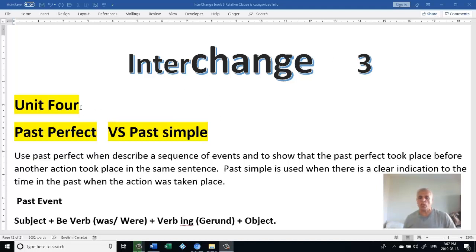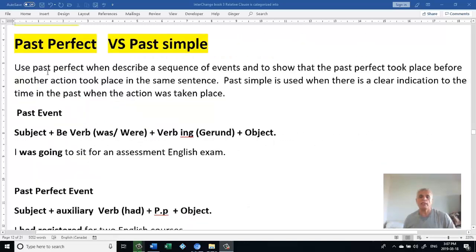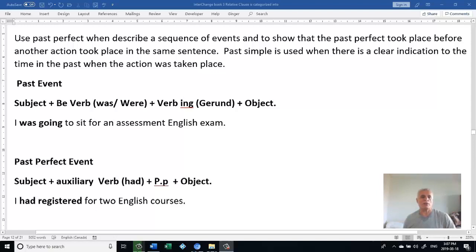Today we continue with Interchange 3. We have Unit 4, Past Perfect versus Past Simple. Let's give the definition for the Past Perfect.